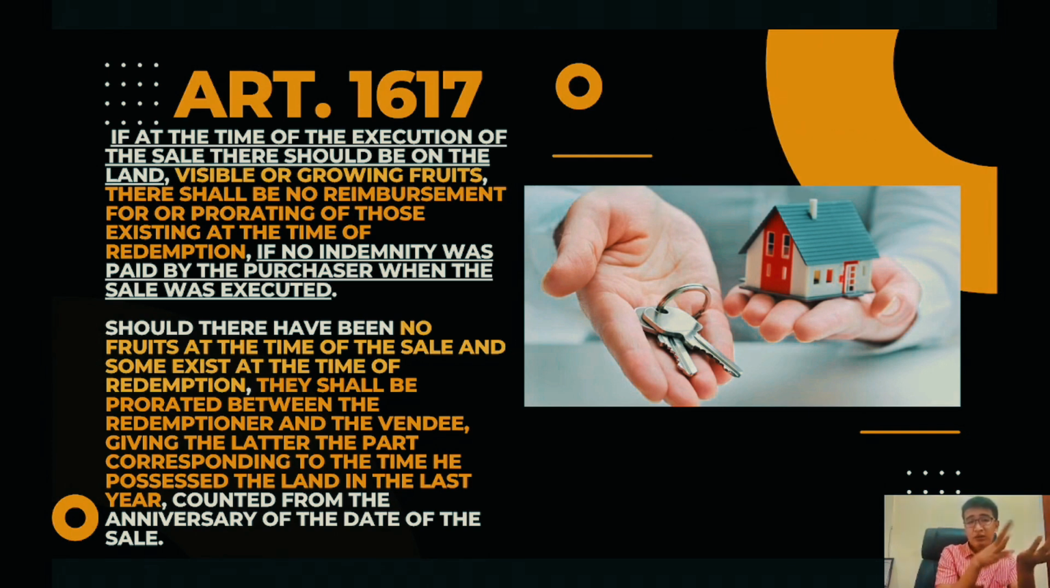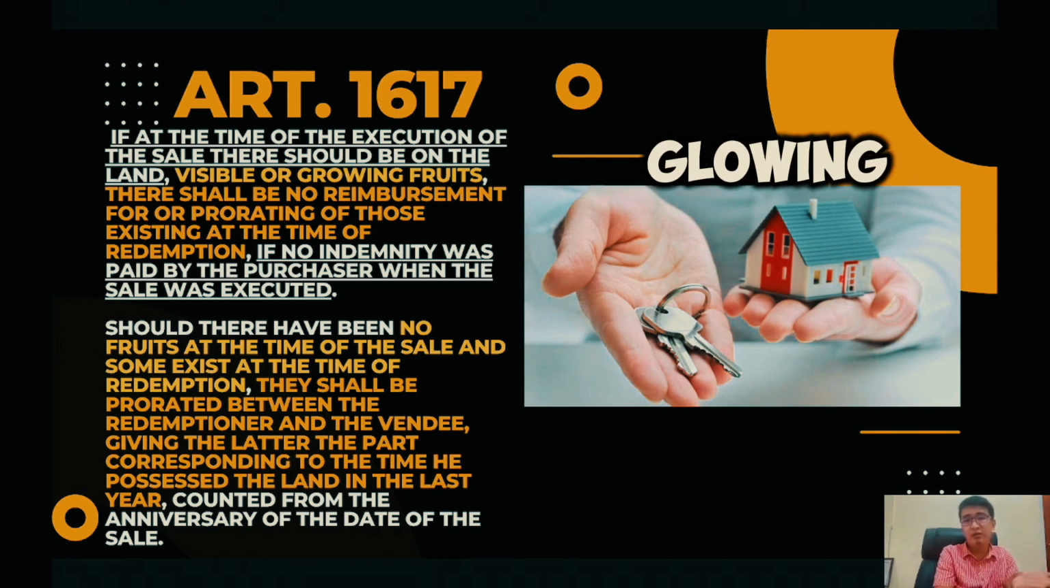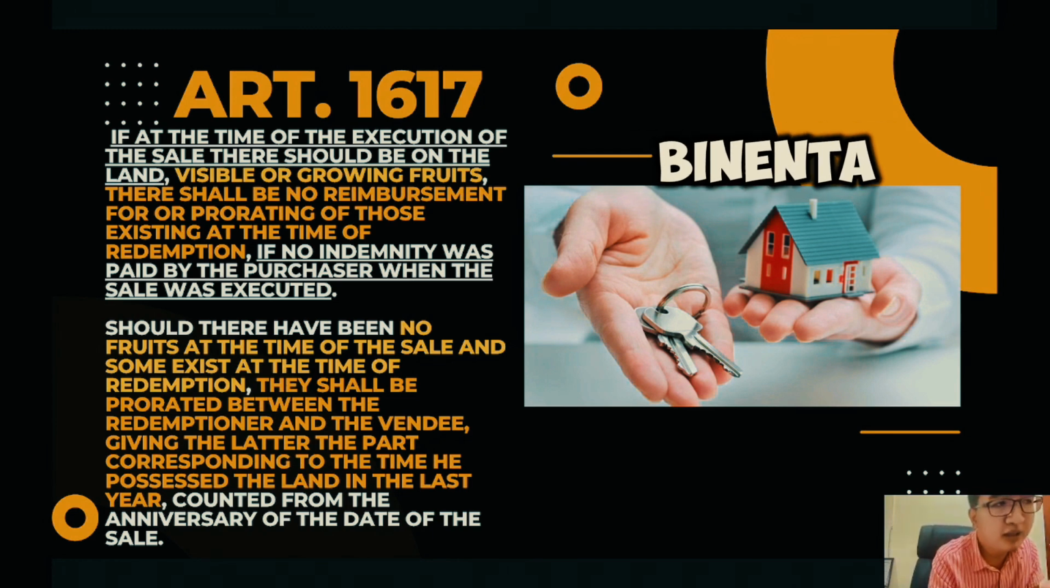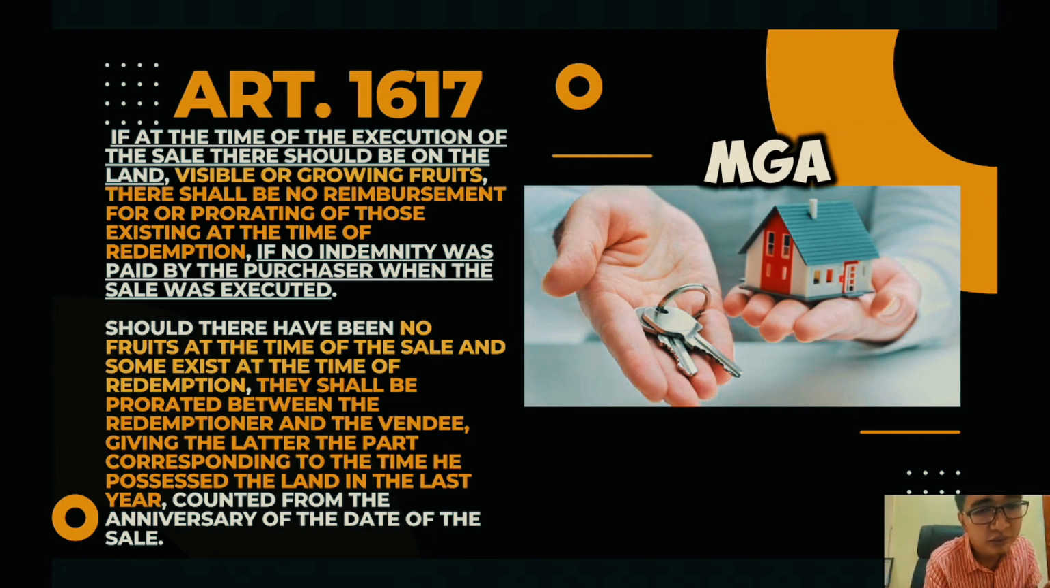Pero kung let's say for example, may presyo yung lupa and meron ding presyo yung visible or growing fruits, dun ka na mag-account at the time na i-redeem mo. Okay? Pero kung binenta yung lupa sa'yo na merong visible or growing fruits, at wala naman nagbago sa presyo, therefore, kapag i-redeem mo, walang additional expenses or reimbursement. Okay?